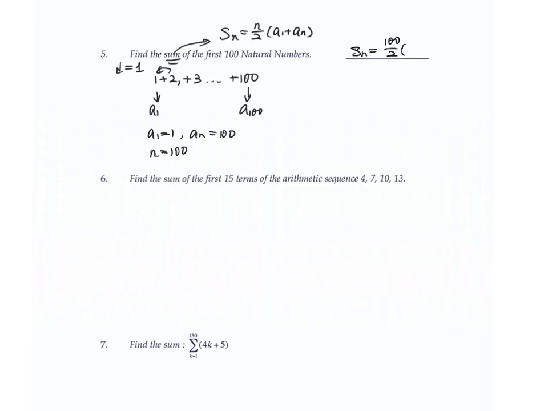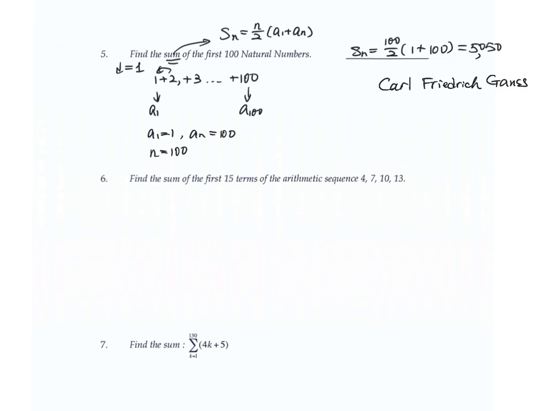100 divided by 2. A1 is 1, An is 100. So you should have 50 times 101. This is the exact problem that Carl Friedrich Gauss did. The mathematician's name is Carl Friedrich Gauss. So Google his name.